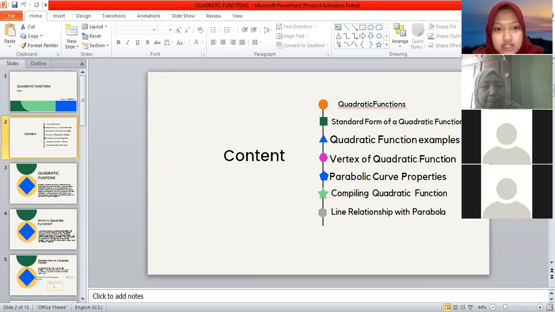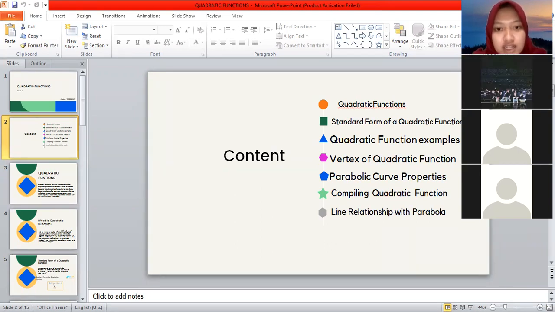Okay, so today we will learn about quadratic function, standard form of a quadratic function, examples, vertex of quadratic function, parabolic curve properties, compiling quadratic function, and last, line relationship with parabola.